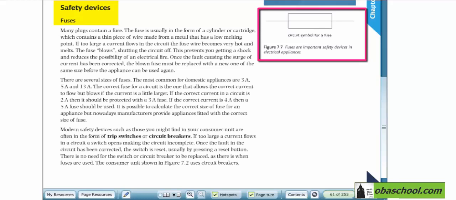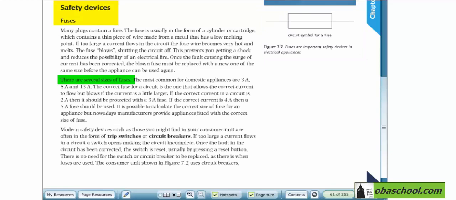It is a rectangle, and here are several sizes of the fuses. The most common for domestic appliances are 3 ampere, 5 ampere, and 13 ampere. The correct fuse for a circuit is the one that allows the correct current to flow, but blows if the current is a little larger.